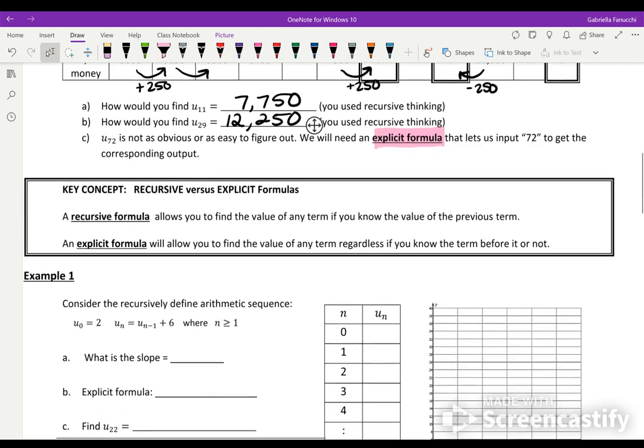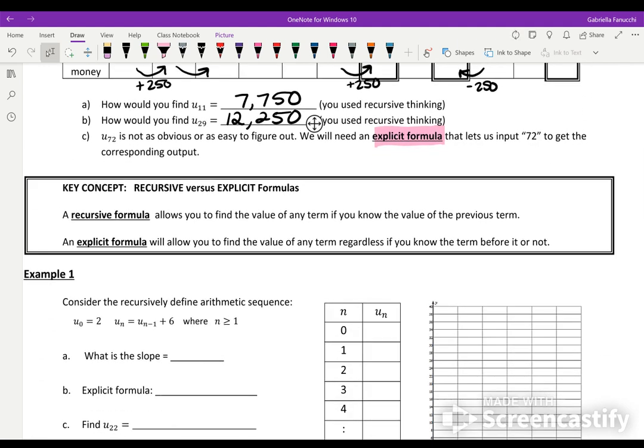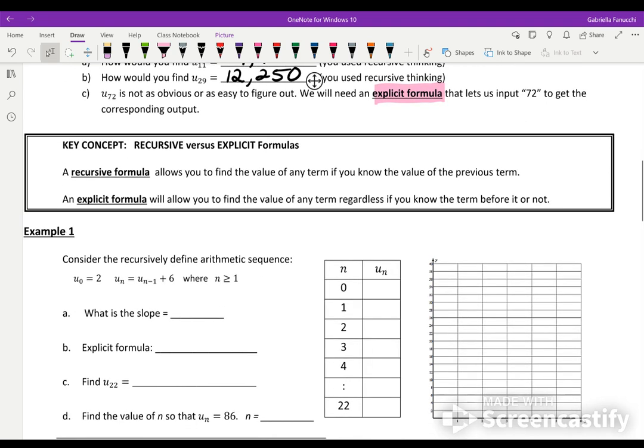So here's the definitions, the key concepts. So understanding what recursive is, what explicit is, and when we use one or the other. So a recursive formula allows you to find the value of any term if you know the value of the previous. Okay. And then explicit will allow you to find the value of any term regardless if you know the term before it or not. So you don't need to know the first term, third term, whatever it is that you're looking for. You can use the explicit formula.